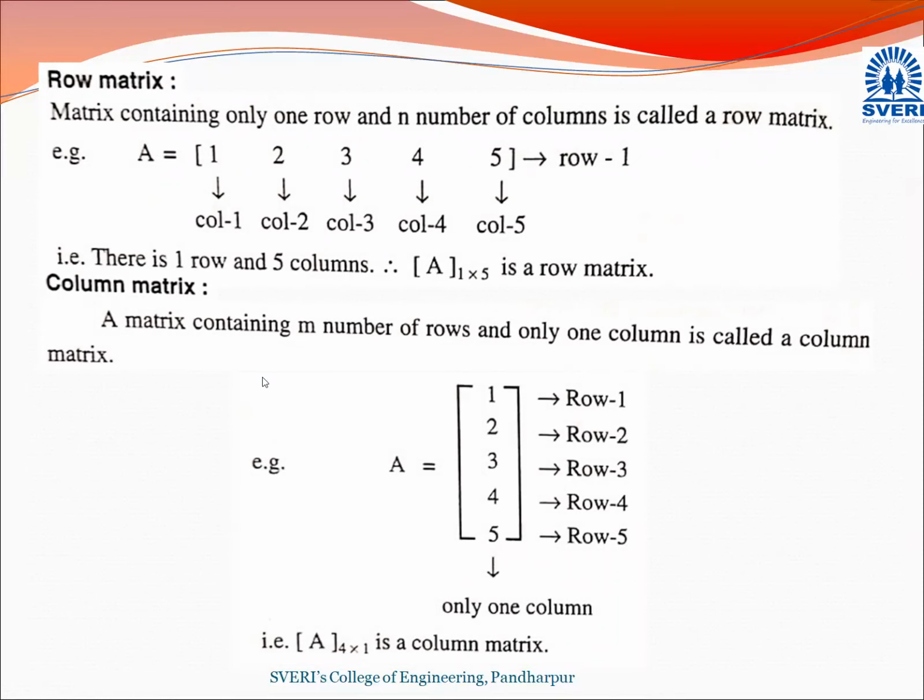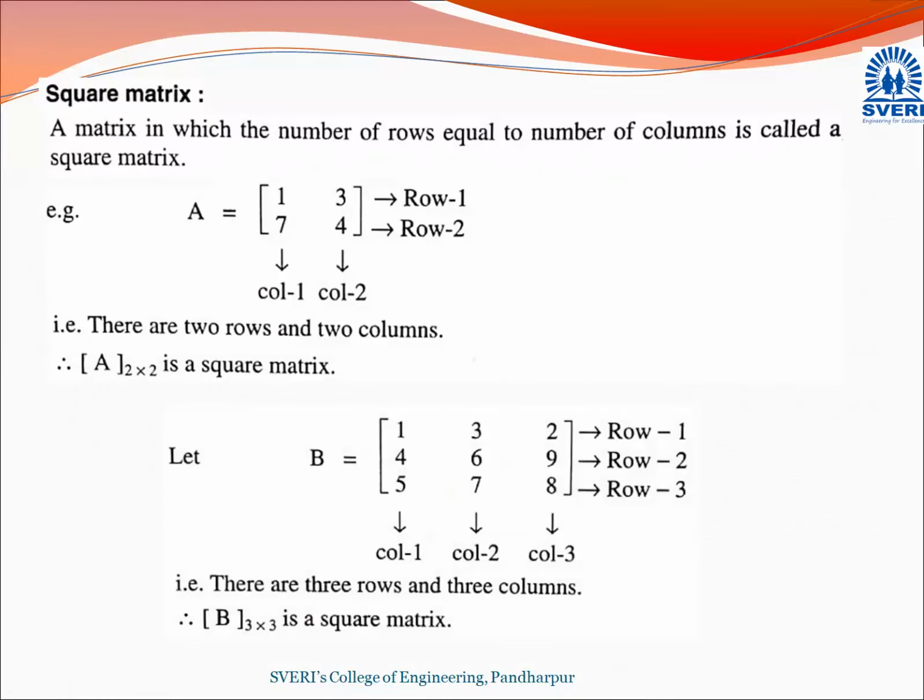Row matrix: a matrix containing only one row and n number of columns is called a row matrix. There is only one row, so it is called a row matrix. Then next, column matrix: a matrix containing m number of rows and only one column is called a column matrix. Means there is only one column, it is a column matrix. There is only one row, that is a row matrix.